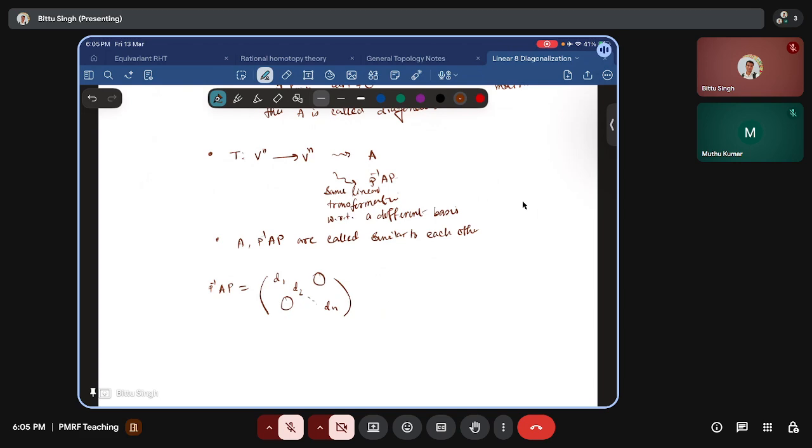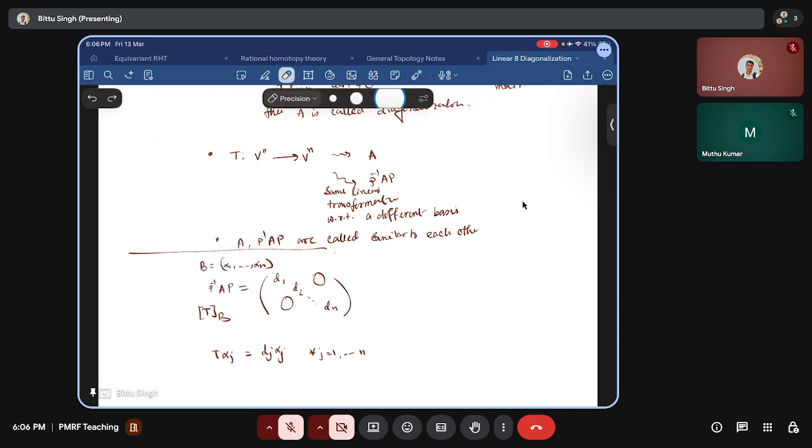Now it is easy to see that if we take the basis alpha 1 up to alpha n, and with respect to this basis the matrix representation of T is this diagonal matrix, then it is easy to calculate T alpha i. T alpha j is simply a scaling, dj times alpha j, for all j equal to 1 up to n.